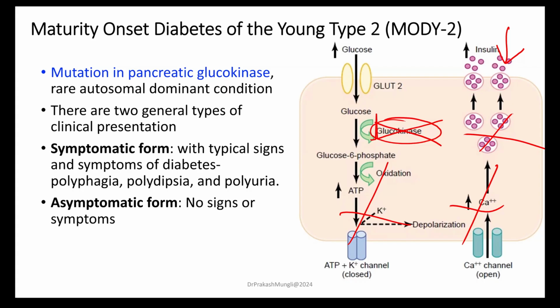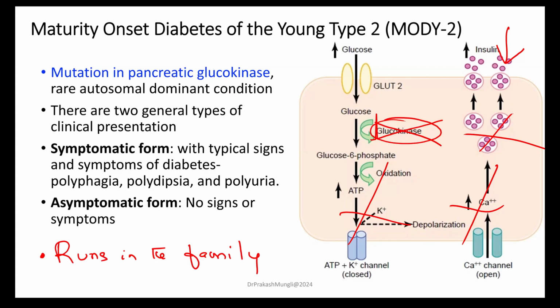That is called the symptomatic form of MODY2. Asymptomatic form means these patients will have hyperglycemia, but they don't show physical signs and symptoms. That is asymptomatic. And also note that it runs in the family. It's an inherited condition. MODY type 2 is an inherited condition. That means there will be family history. Please write it down. Runs in the family. Because it is an inherited condition.